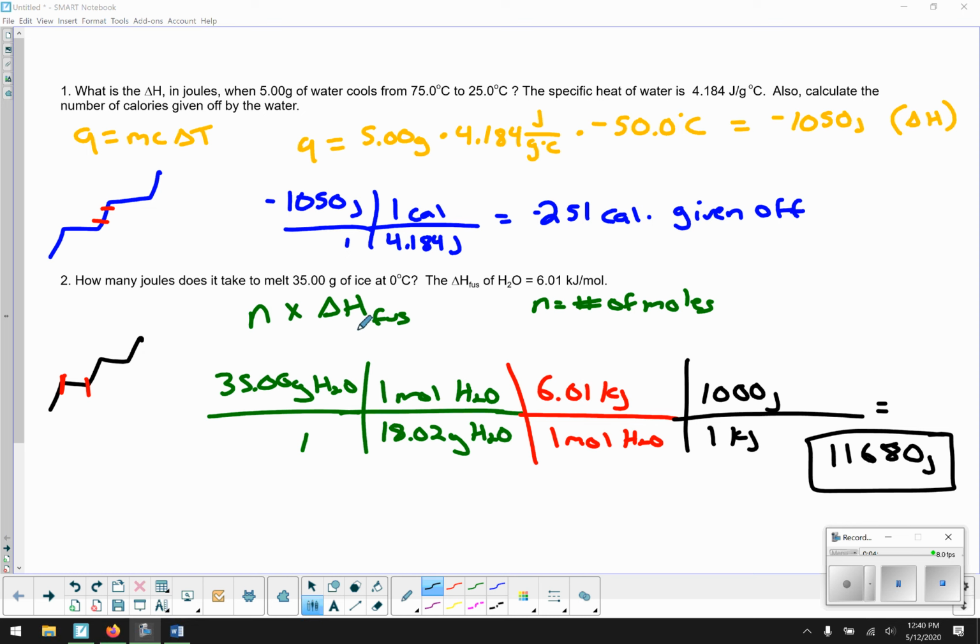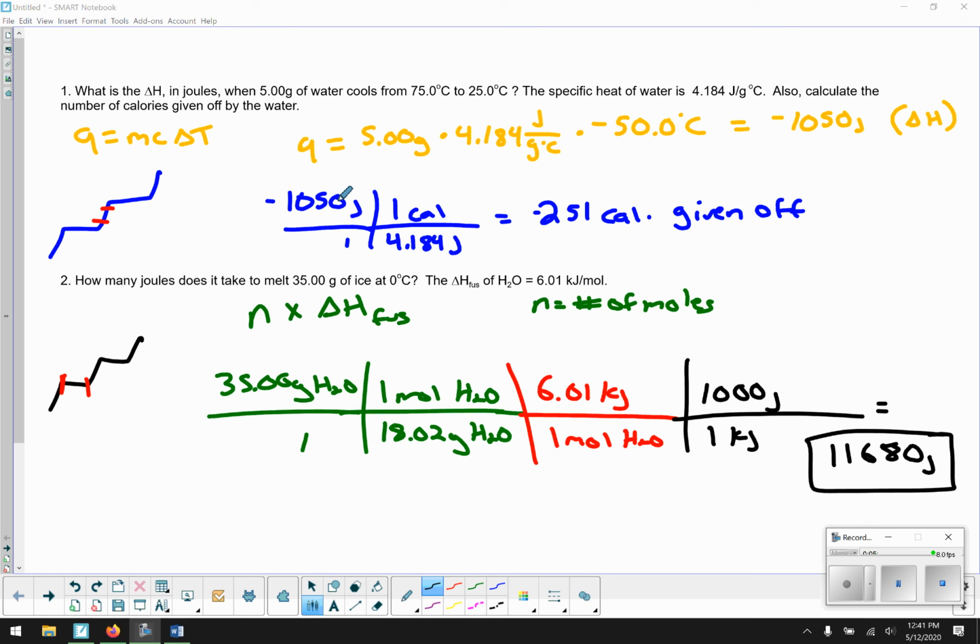And then if you're reading carefully, it asks how many joules it takes. So I have to convert kilojoules to joules, which again is just another conversion. 1 kilojoule on the bottom equals 1,000 joules on top. You don't have to set it up like this, but I find it saves space, it's less writing, and it keeps everything straight. And if you look, you could cross out grams, then cross out moles, then cross out kilojoules, and end up with joules. So it just makes everything a little more organized and work better. So you get 11,680 joules to melt 35 grams of ice, or 11.68 kilojoules if that's what it had asked you.